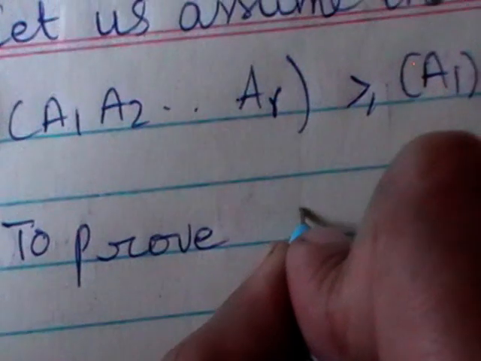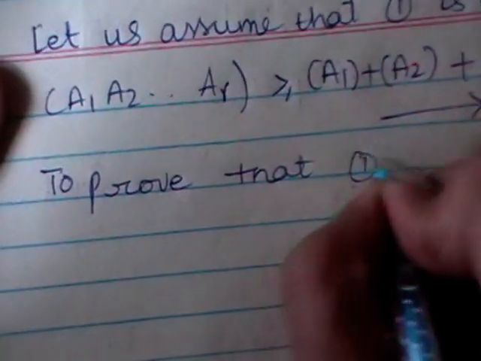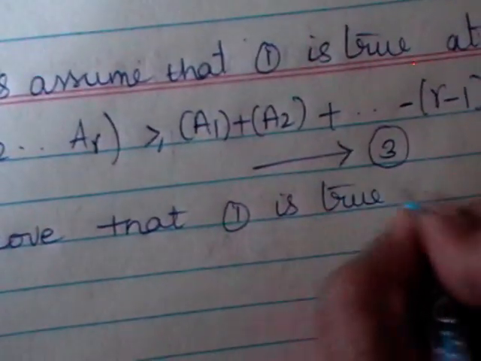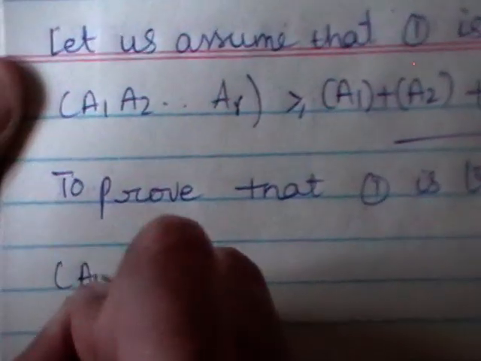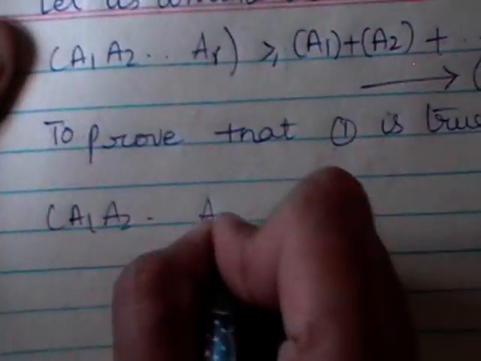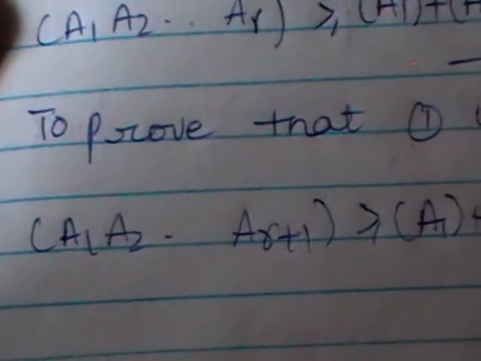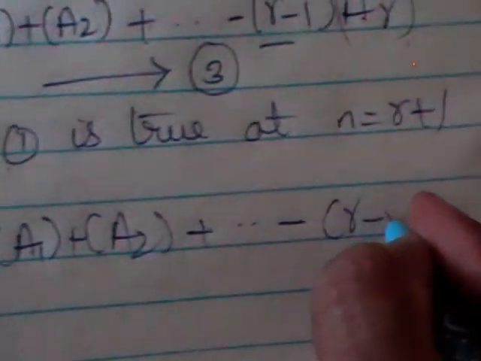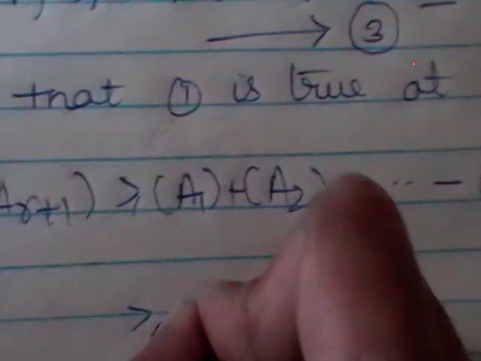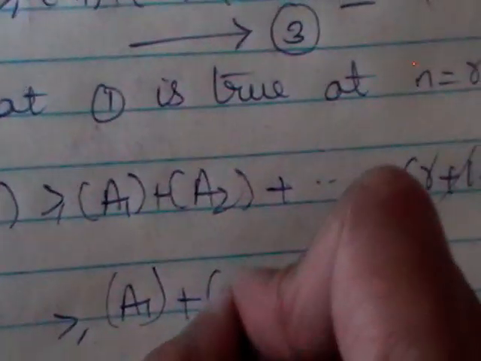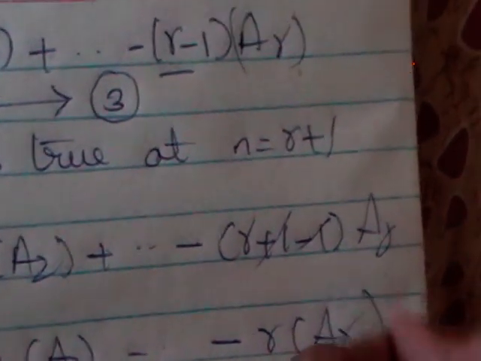To prove that 1 is true at n is equal to r plus 1, that is to prove a1 a2 so on ar plus 1 is greater than or equal to a1 plus a2 plus so on. In place of r you substitute r plus 1, minus, r minus r cancels, a1 plus a2 minus r n. You need to prove this.